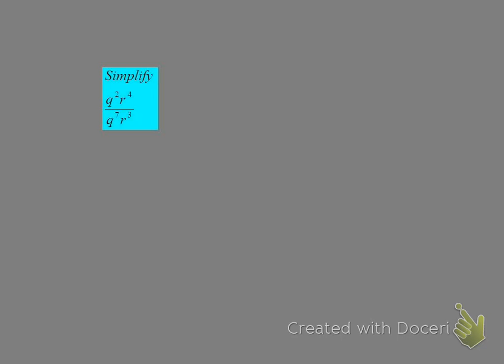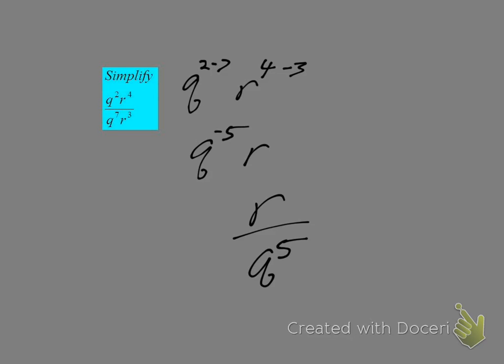So you have, let's do cubes first. Q to the 2 minus 7, R to the 4 minus 3. 2 minus 7 is what? Negative 5. R, 4 minus 3 is 1. What's wrong yet? Negative 5 on the exponent, so we move that down. Gives us R over Q to the 5th. And they're done.